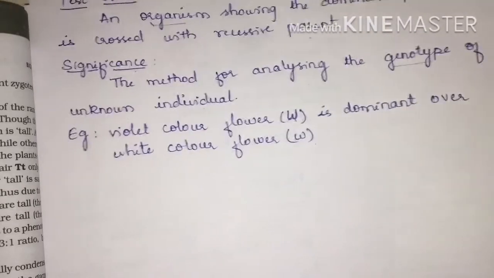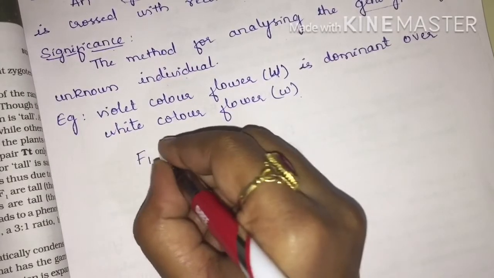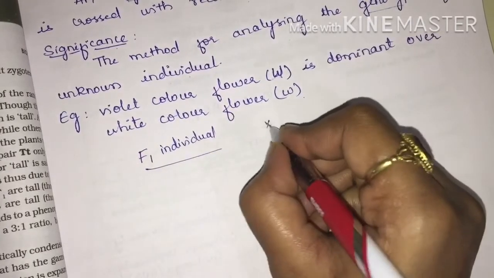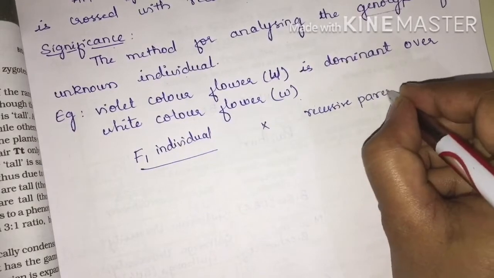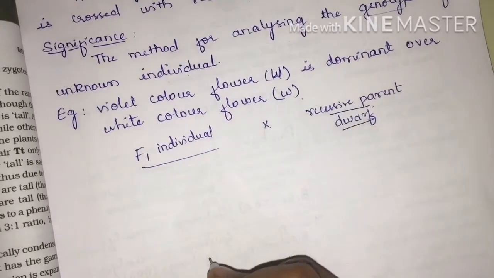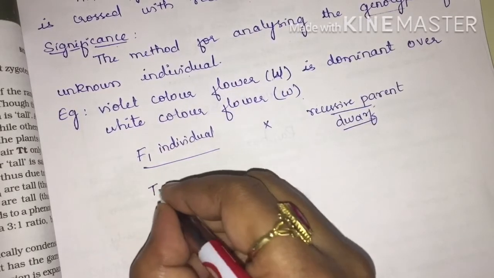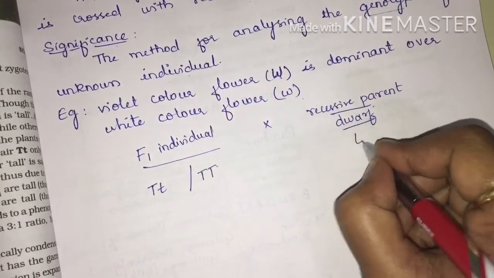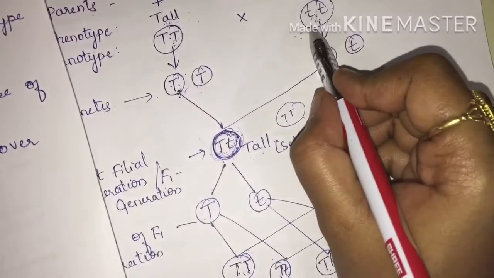Fine, I shall choose this. Now I shall take the F1 individual first. The F1 individual is crossed with a recessive parent. Which was that recessive parent? The recessive parent is a dwarf. The F1 individual we got tall, we have there capital T, small t, or we can have capital T, capital T. Here it is small t, small t. For dwarf we gave it small t. If you see here, for dwarf we gave it small t.